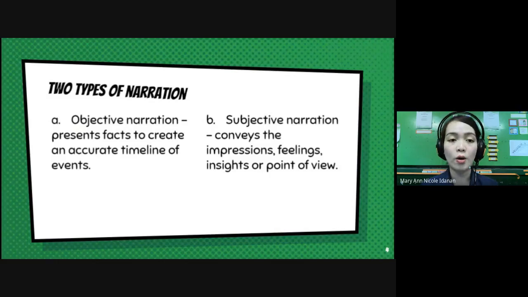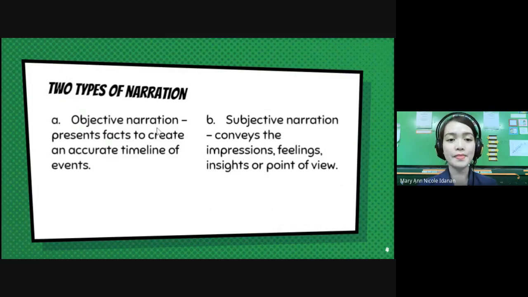The first one is objective narration, and the second one is subjective narration. When we say objective narration, it presents facts to create an accurate timeline of events. So you don't have to give your opinion or your insight or perspective about that specific incident or event, but you're just trying to state the facts. While when you are writing a subjective narration, you are including your impressions, your feelings, your insights, or your point of view. So it's like having two types of tone of writing. So we have the objective tone and subjective tone. So that is also the same with narration.